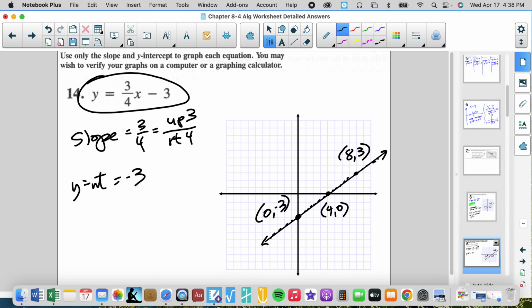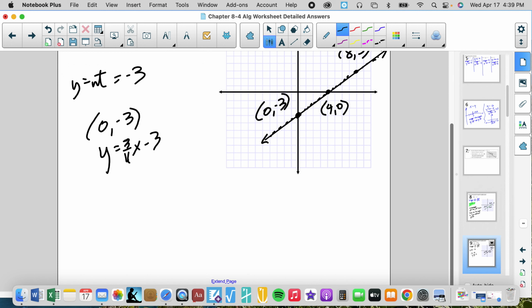So if I plugged in this point (0, -3) into the equation y equals 3/4 x minus 3, let's plug it in. My y value is -3. My x value is 0. Does the left side simplify to make the right side? Yes, it does, and that's why it worked.